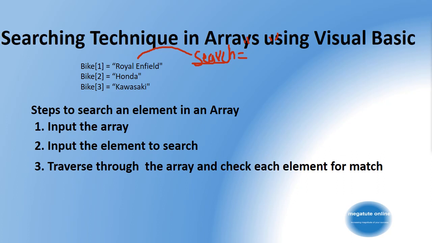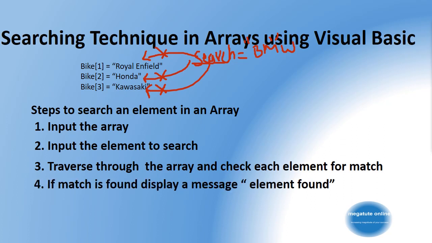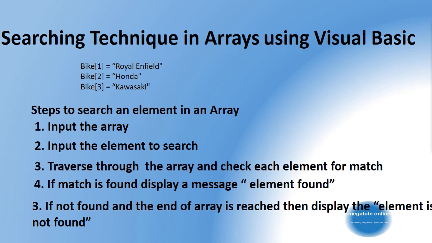Now if the user has given another name which is not there, like BMW, right? Suppose the user has given BMW to be searched through the array, so it will again start from the beginning. It will check whether it is there. Right now it is not there. We'll check the second element, it is not there. We'll check the third element, it is not there either. So by this time the array has reached the end. When the end of the array is reached, the element is not found, and it is going to display the message not found.